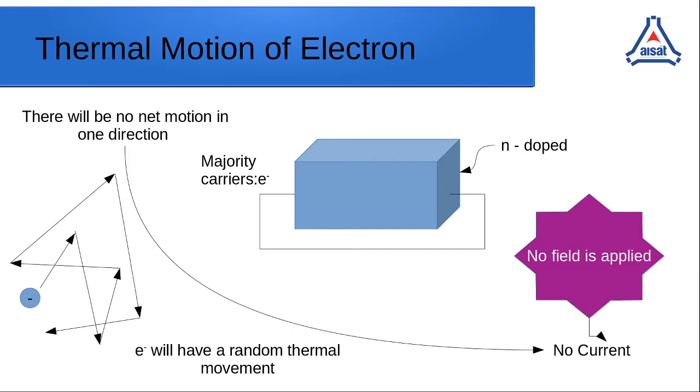But the nature of this movement is such that the electron is not moving from a point A to a different point B. Because of this random movement, the electron comes back to the same position. So in effect, there will be no net motion. Though it is moving around, it comes back to the starting point.